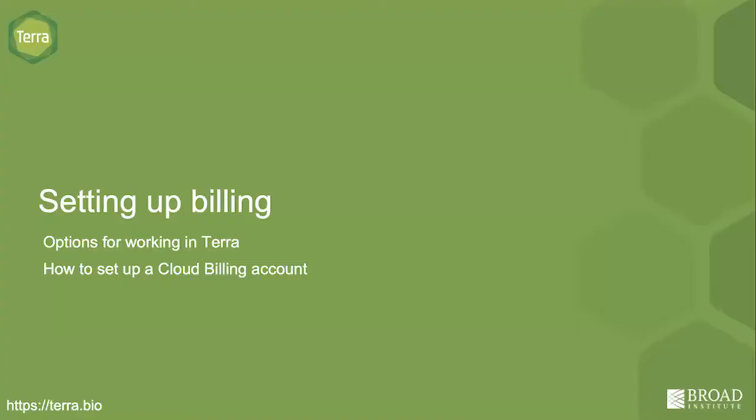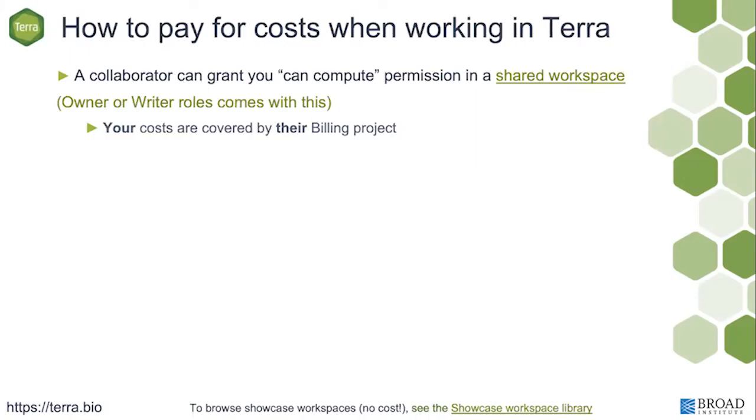Okay, setting up billing. There are sort of three main ways that you can really just start working in Terra. One is allowing a collaborator to grant can-compute permission in a workspace. By giving you owner or writer access to the workspace, you don't have to do any billing setup. You can go ahead and start working in Terra right away. That's fine. That's one way of getting going. And your costs are being covered by their Terra billing project for that workspace.